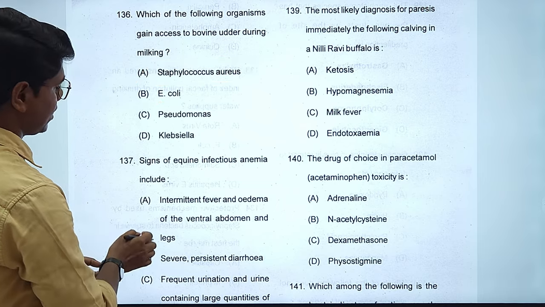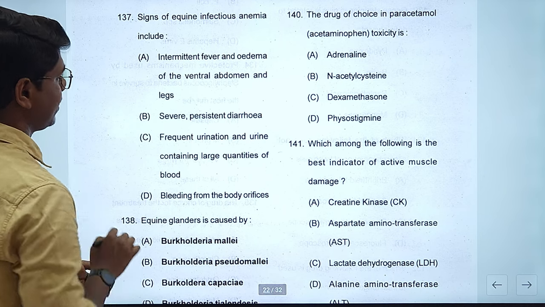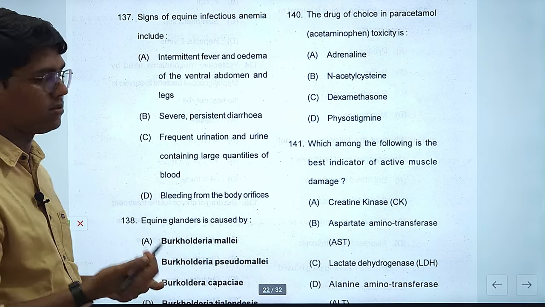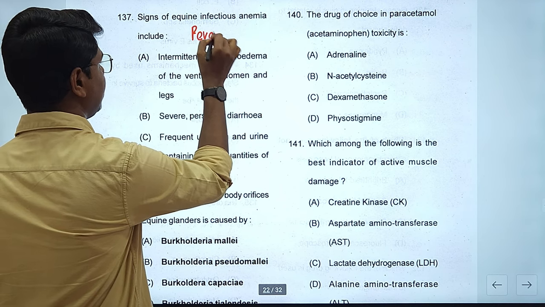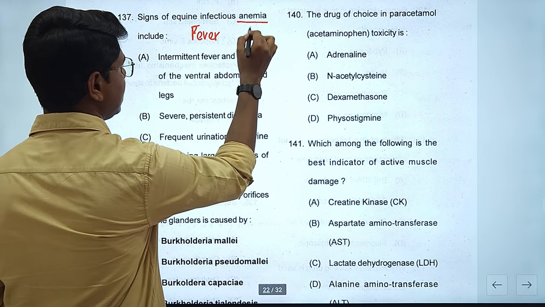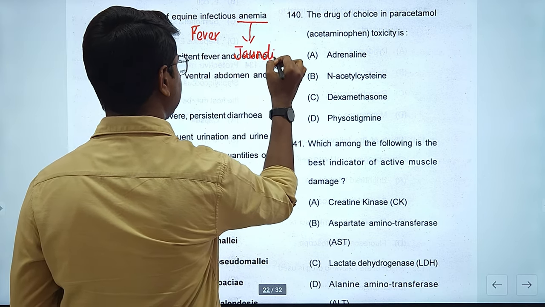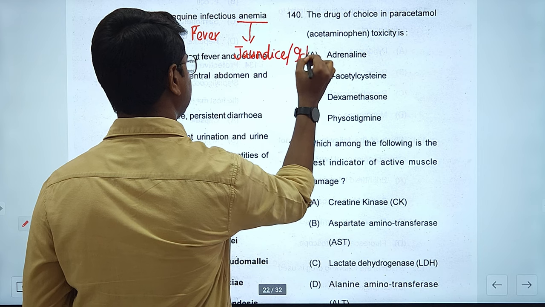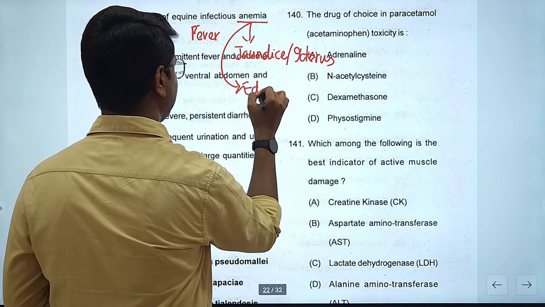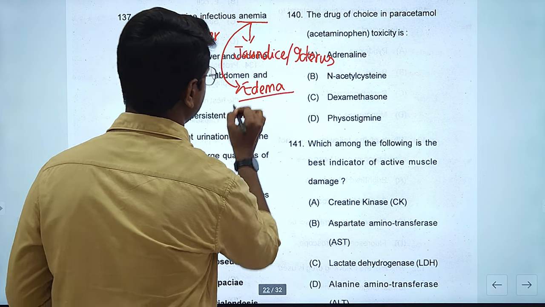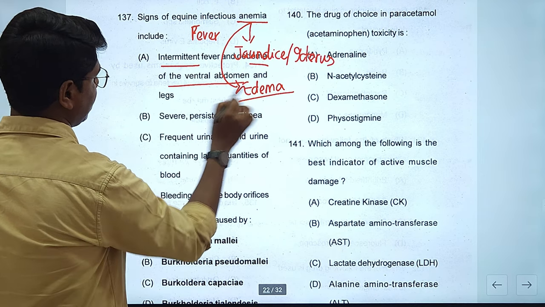Next question: signs of equine infectious anemia include? Equine infectious anemia virus is the causative organism. In viral infection, the first thing you will definitely find is fever. There is anemia, so anemia will lead to jaundice or icterus. Also, due to the anemia, you will find edema, which may start in the dependent part, then may lead up to the lungs. So the answer is intermittent fever, edema of the ventral abdomen and legs.